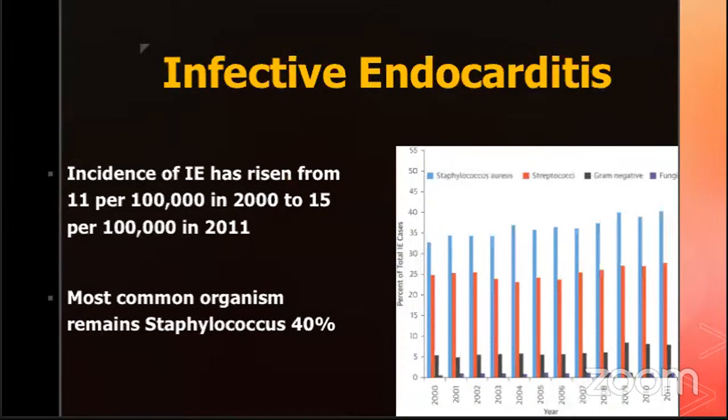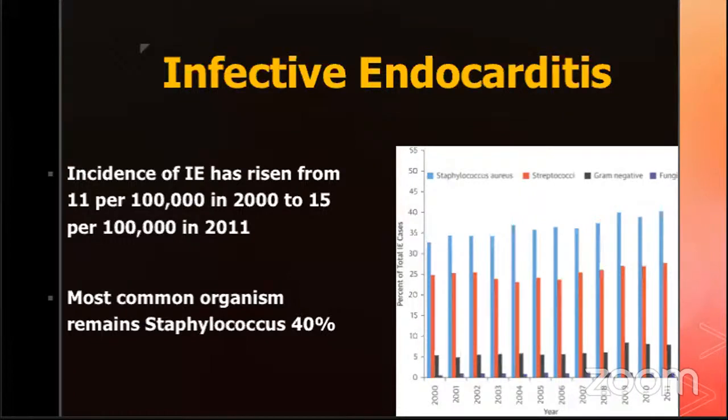Talking about the incidence of infective endocarditis, it has risen from 11 per 100,000 patients in 2000 to 15 per 100,000 in 2011. So there is an increase in all organisms causing infective endocarditis, but the most common remains Staphylococcus, which causes 40% of the cases.